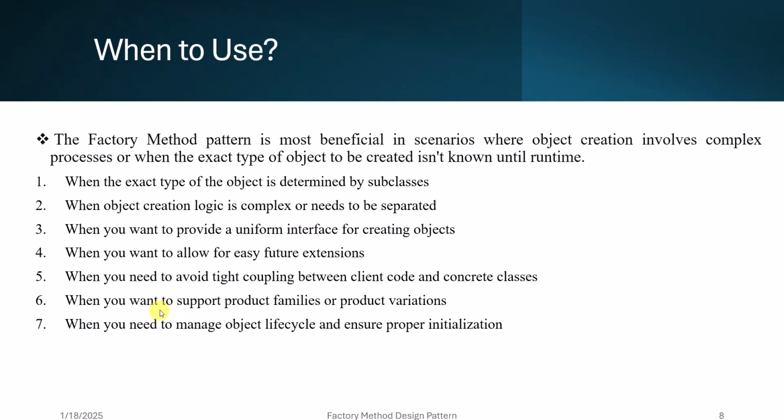The next is when you want to support product families or product variations. If you have a set of related products that share a common interface or class but differ in implementation, the factory method allows you to provide different families or variations of the product. The next is when you need to manage object life cycles and ensure proper initialization. The factory method pattern can be useful when you need to control the life cycle and initialization of the object, and the method can contain logic to ensure that objects are correctly initialized or configured before use.